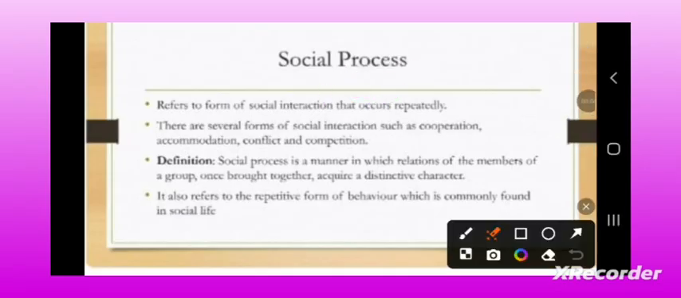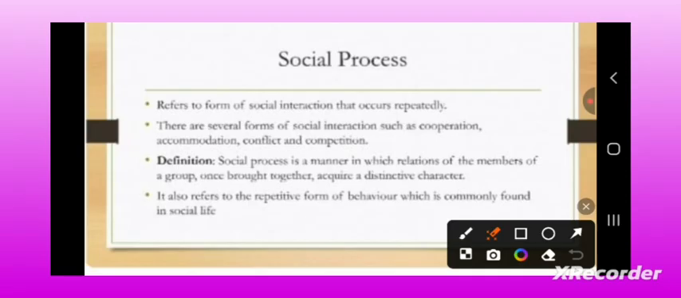Social process. It refers to forms of social interaction that occur repeatedly. There are several forms of social interaction or process, such as cooperation, accommodation, conflict, competition. Definition of social process: social process is a consensus in which relations of the members of a group once brought together acquire a distinctive character. It also refers to the repetitive forms of behavior commonly found in social life.